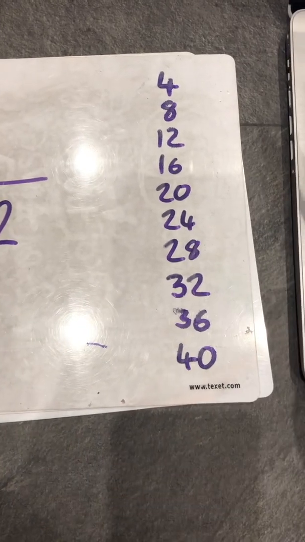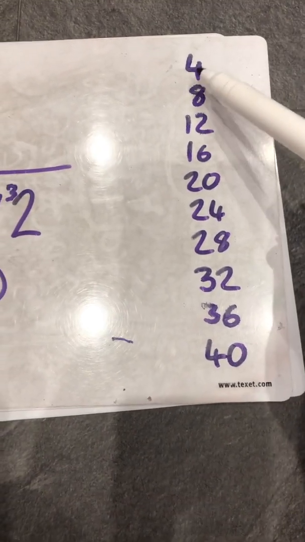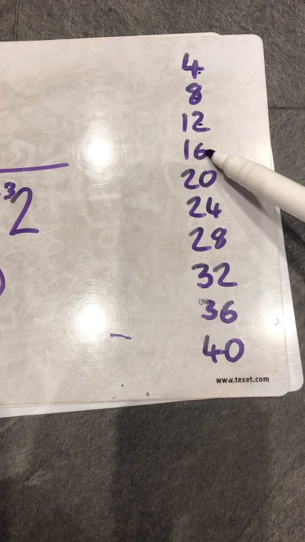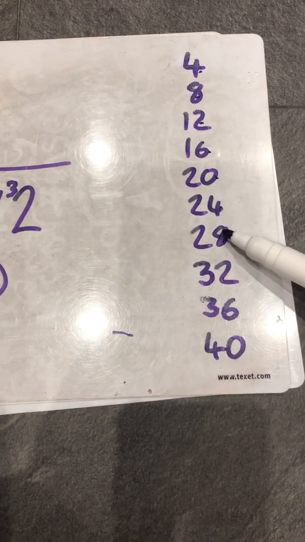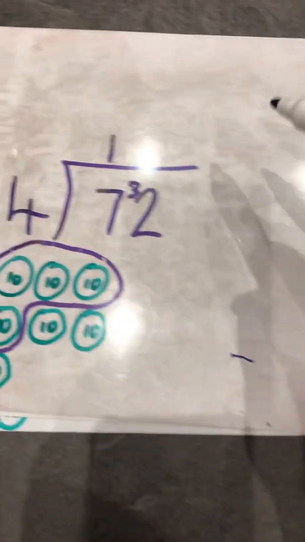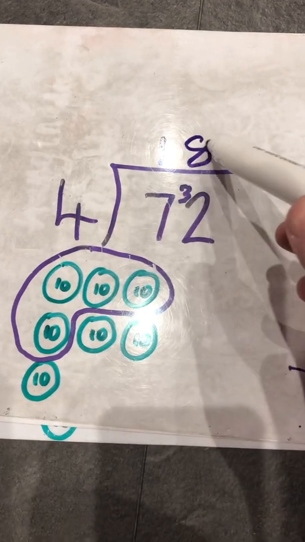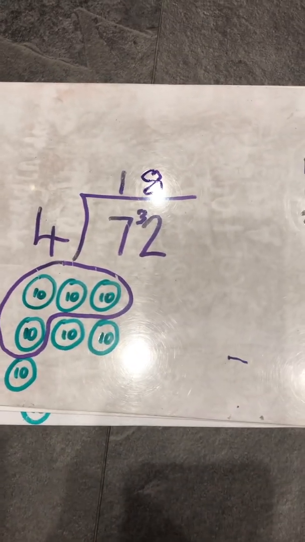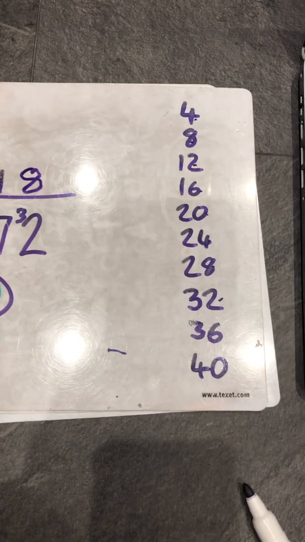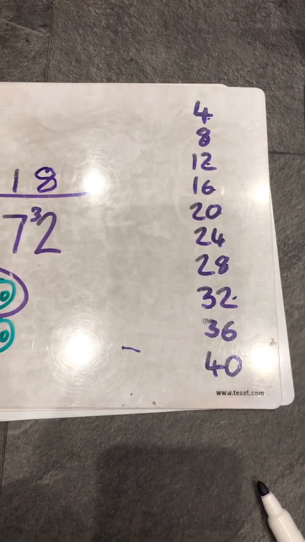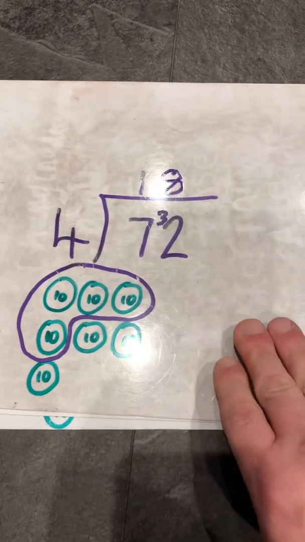I can count how many groups I have done. 1, 2, 3, 4, 5, 6, 7, 8. And I can record my answer up there. So sometimes we might need to draw out the times table to be able to help us to work out those answers.